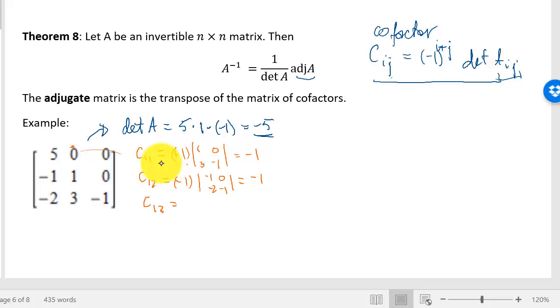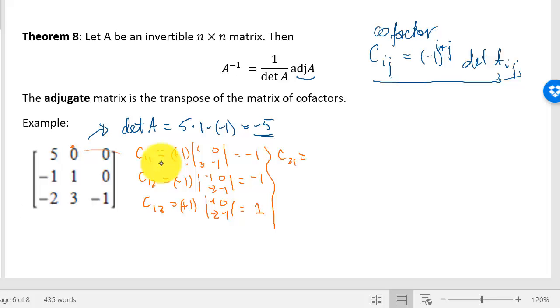C13, we're now in the third column, so this is a +1 as the sign, and then the determinant of the smaller matrix when you cross out that position, row, and column. We have a -1, 0, -2, -1, and that gives a +1 and +1. All right, so let's continue on. This doesn't seem so bad. Let's go in the second row now.